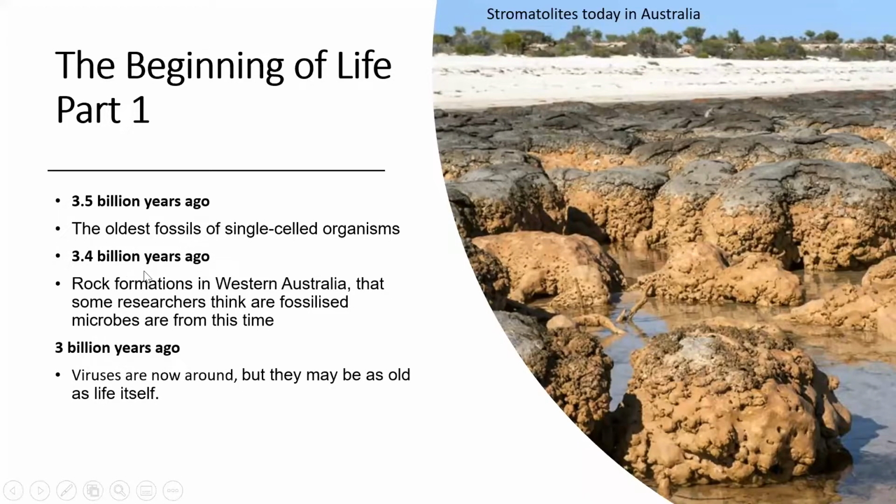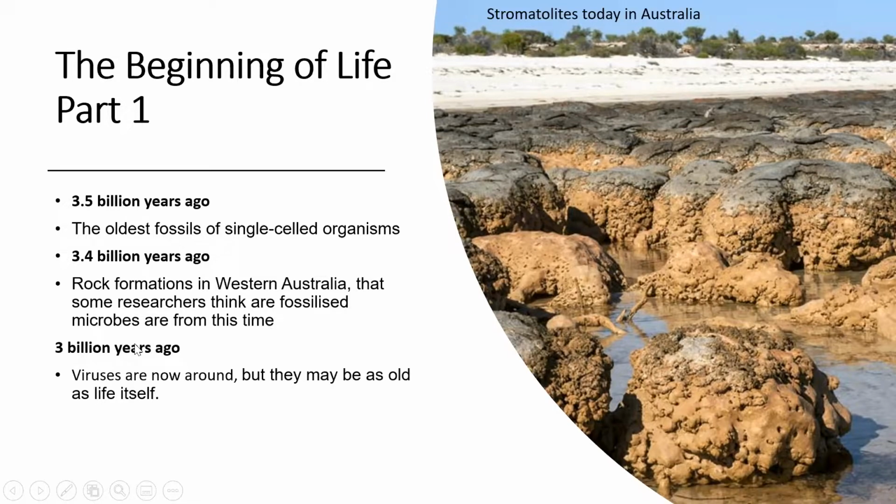By 3.4 billion years ago, we have rock formations, so a bit more evidence that there were single-celled organisms, because they had rock formations very similar to things called stromatolites today in Australia. We know these are made of microbes, so little bacteria, making little colonies and feeding off the nutrients in the mud. We know these around today, and there were fossils of very similar structures 3.4 billion years ago. So we think they're very similar to what we see today.